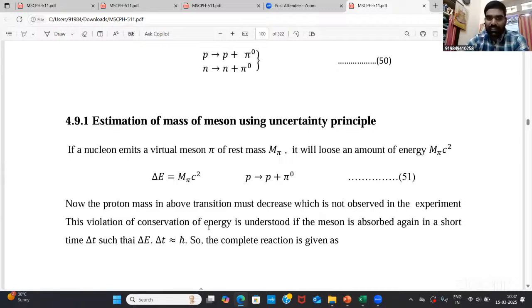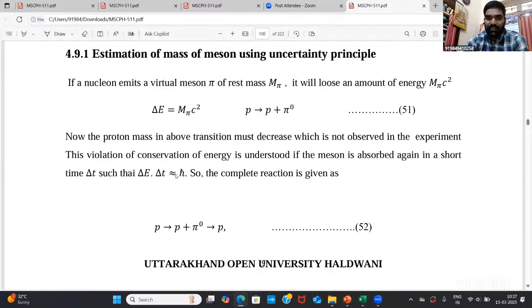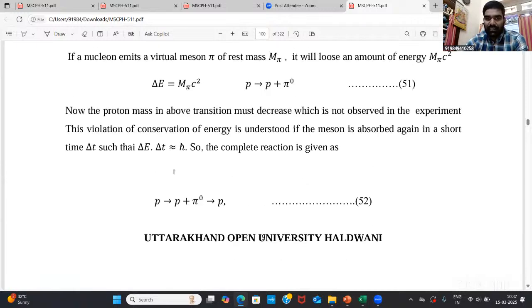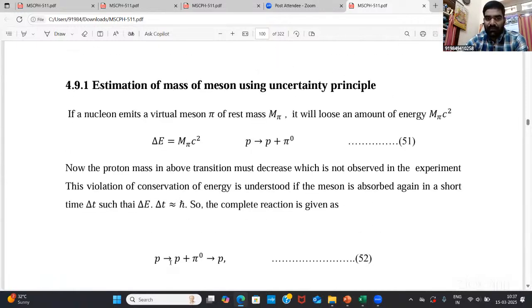This violation of conservation of energy is understood if the meson is observed again in a short time, delta t, such that delta E dot delta t nearly equals h cross. So the complete reaction will be given like this: P gives rise to P plus pi naught, where P is the proton.